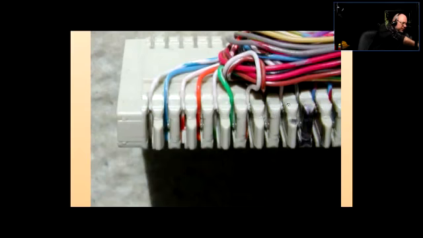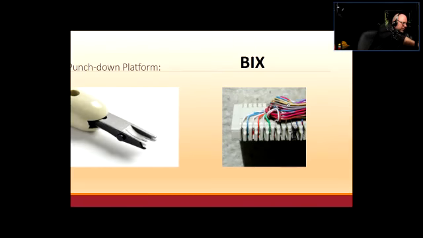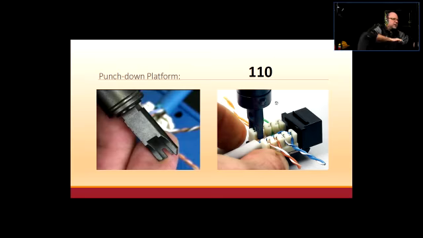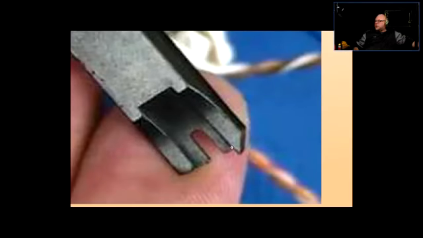Right? So that's what the BIX punch-down platform looks like. Here's 110. As opposed to the moving knife in the BIX, 110 has a nice and molded-in stationary knife. It just pushes down, and by the push-down action, the conductor is being cut off. So that's what it looks like. Now, the shape is a little bit different.